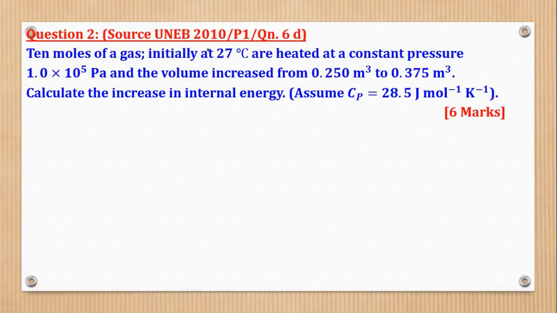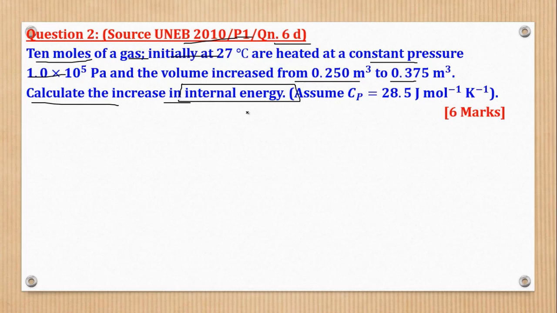Then question 2 came from UACE of 2010, paper 1, question 6d, and says 10 moles of a gas initially at 27 degrees Celsius are heated at a constant pressure of this, and the volume increased from this to this. Calculate the increase in internal energy, that is delta U. Assume Cp, these are capital letters, meaning it denotes molar heat capacity at constant pressure.